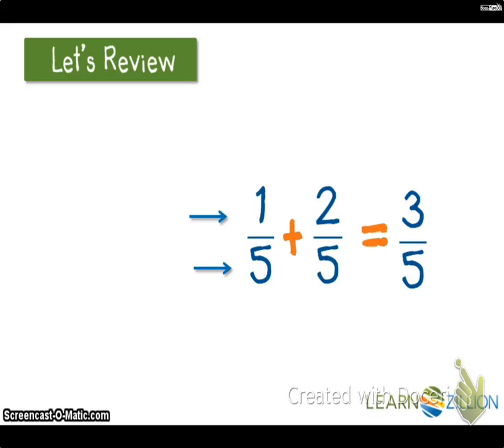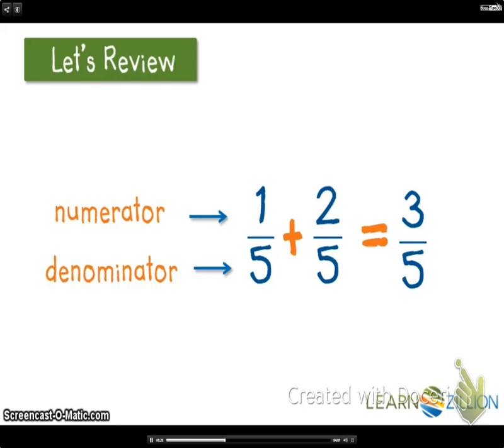And finally, you know that when you're adding fractions, if the fractions have the same denominator, you add the numerators to get the total amount. So in this example, 1/5 plus 2/5 is equal to 3/5.